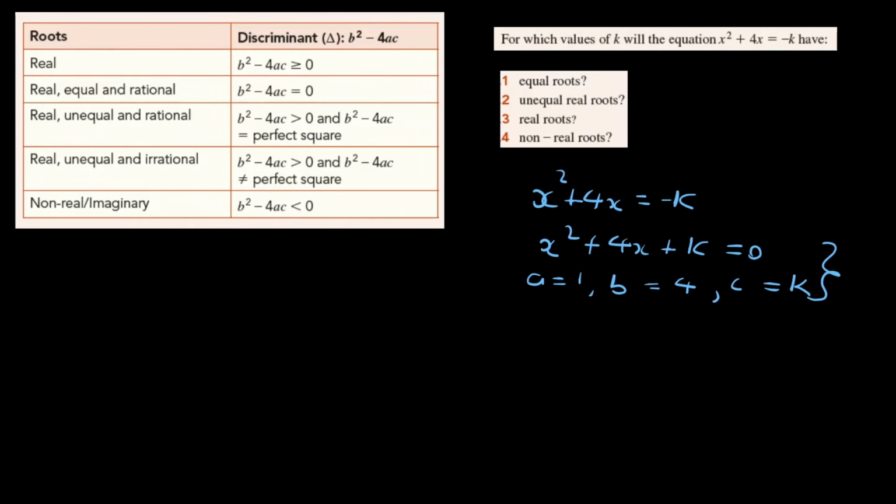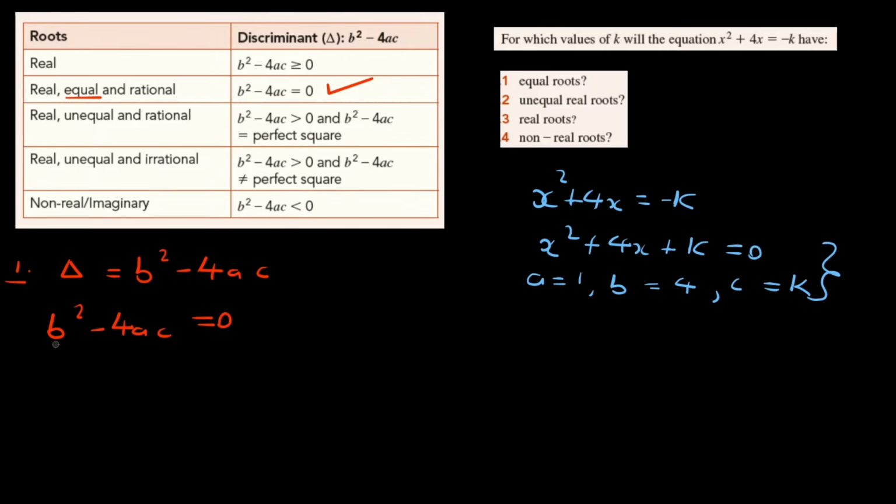So the first question, when are the roots equal? So we need to find the value of k for which the roots are equal. The roots to be equal, it means that what? The discriminant needs to be equals to 0. That's when the roots will be equal. So we're going to use this to calculate the discriminant, and our discriminant needs to be equal to 0. So it means b squared minus 4ac should be equals to 0.